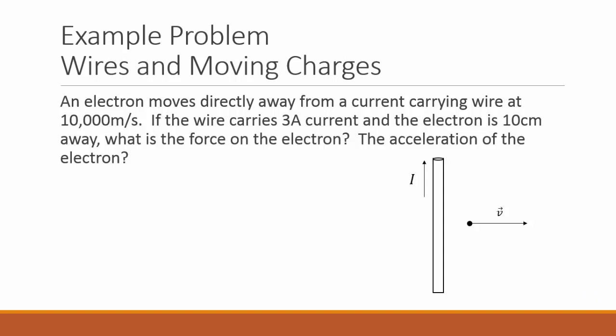Now, the particular description is that an electron is moving directly away from a current carrying wire at 10,000 meters per second. The wire is carrying a 3 amp current, which is a pretty large current, and the electron is currently 10 centimeters away. I want to find the force on the electron, which will include both the magnitude and the direction, and the acceleration of the electron, which will also have the magnitude and the direction.